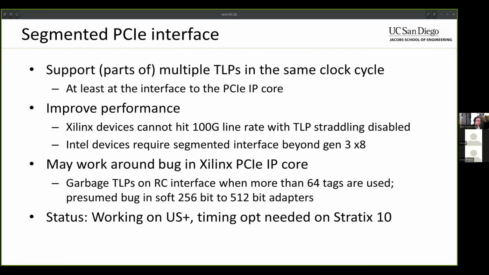Intel devices then require segment interfaces beyond Gen 3x8. You can disable it on the Xilinx devices, and when you disable it, they include soft logic to destripe it. For the Intel devices, they don't have such an option.